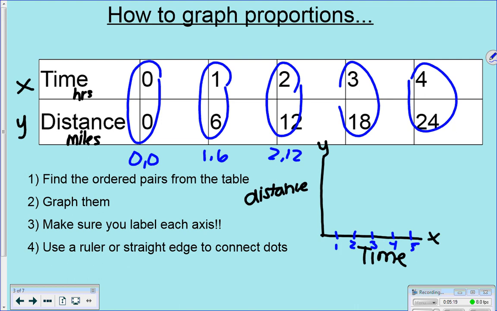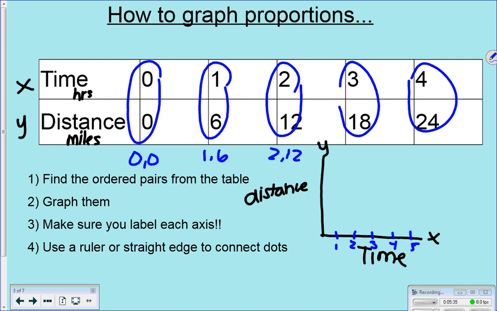Well, if I'm going to go by sixes on the bottom, what could I go by on the side then? I could go by sixes. So you can go by ones if you want. You're more than welcome to go by ones. I could go by twos. I could go by sixes. Yeah, it's whatever you feel comfortable with.